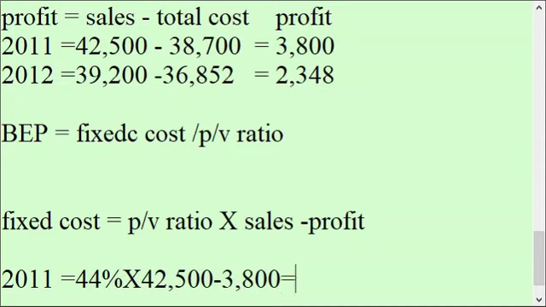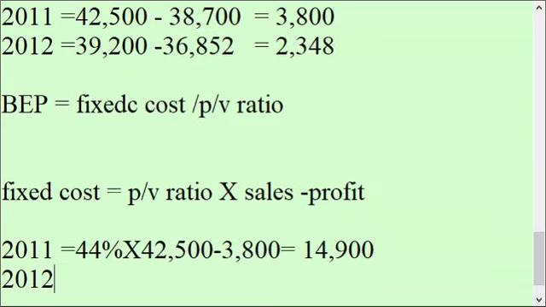If we simplify, 42,500 into 44% minus 3,800, we get an answer of 14,900 rupees. See here, we need to find out which formula we can use. You can try this problem, the same problem might repeat. So here the next year's fixed cost we also find out. Next year profit also we apply: 44% into sales, which is 39,200.